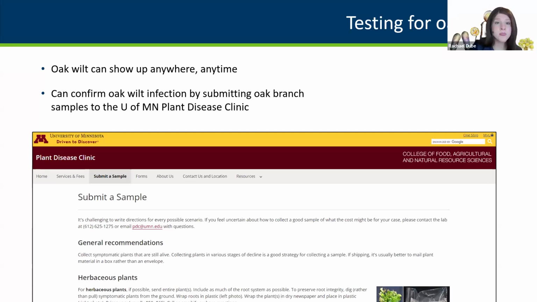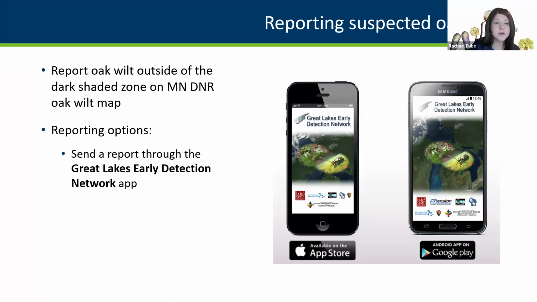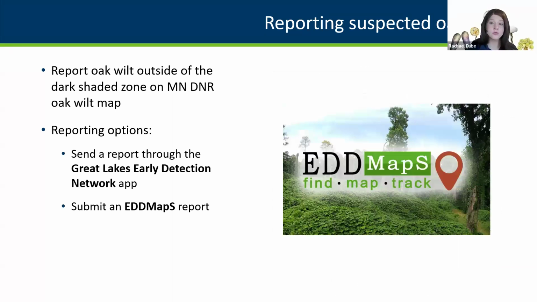And then we do want you to report oak wilt to us outside of the dark shaded zone. You can do that through the Great Lakes Early Detection Network app, or by submitting an EDDMapS report or reporting to your local forestry office.